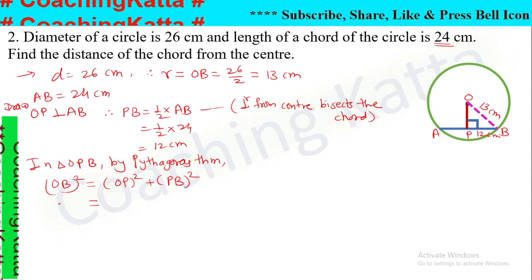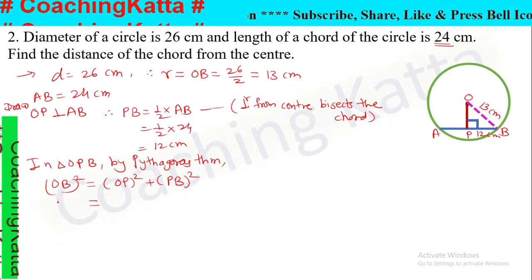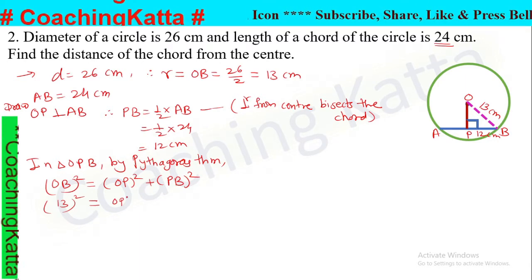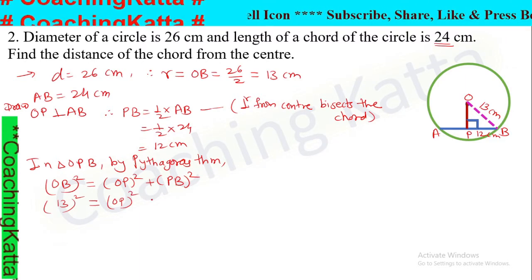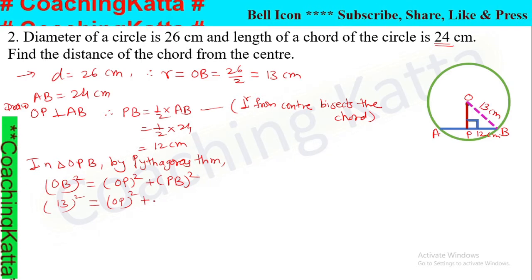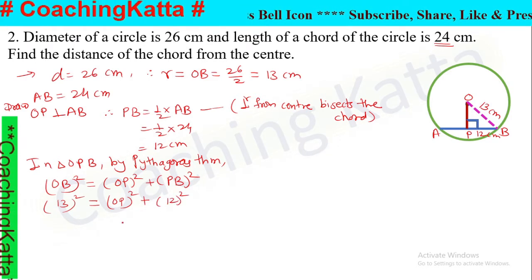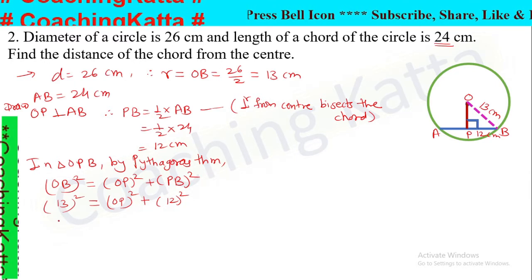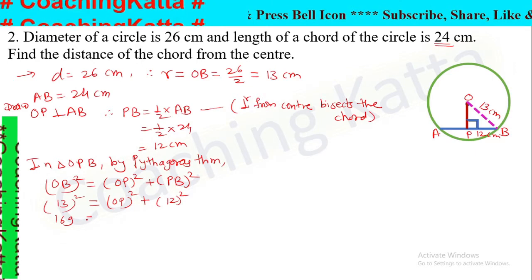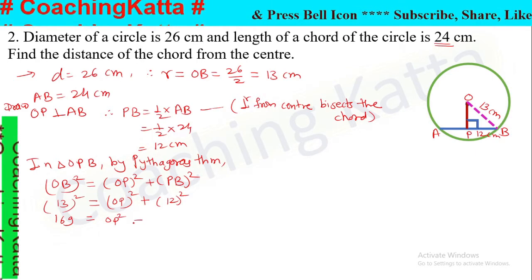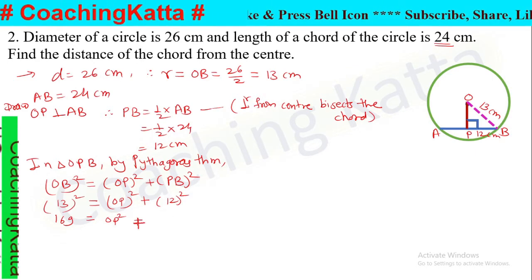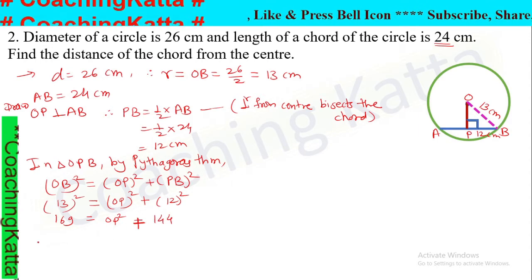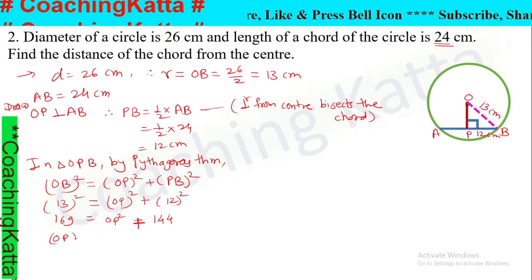Put the values. OB square means 13 square. OP square we have to find it, so write it as it is. PB, put the value 12 and its square. So 13 square equal to 169 equal to OP square plus 144. Then we have to find OP square.